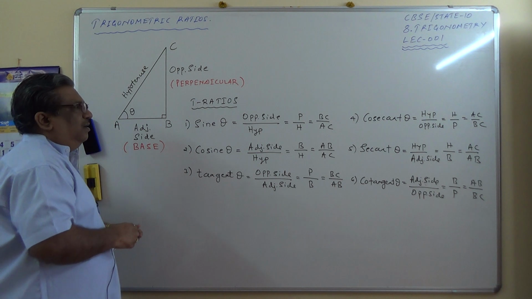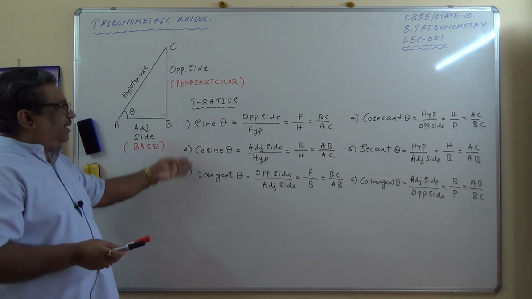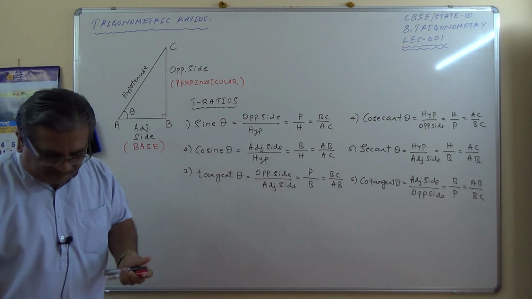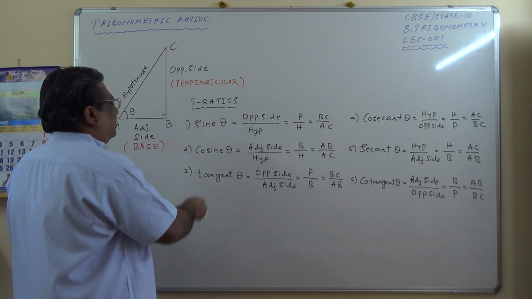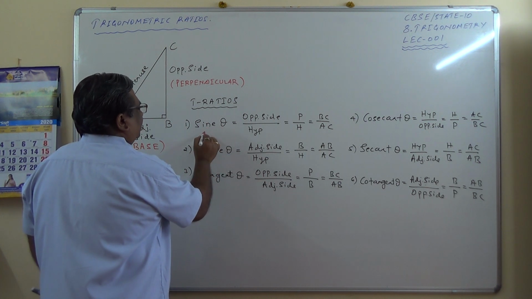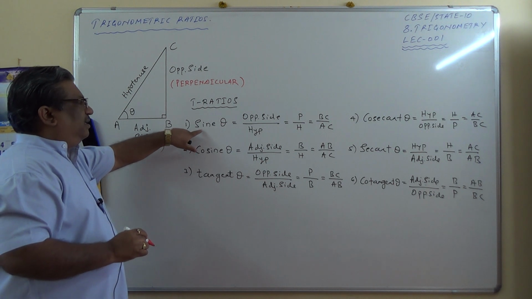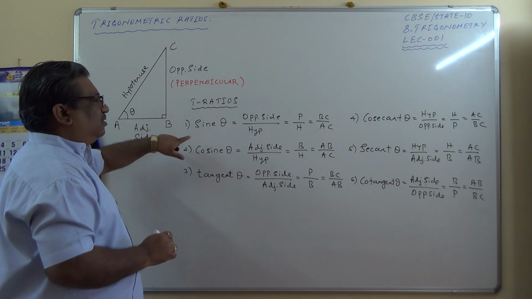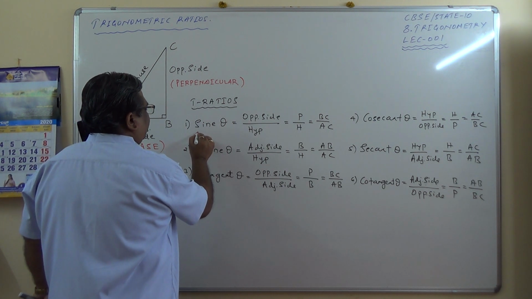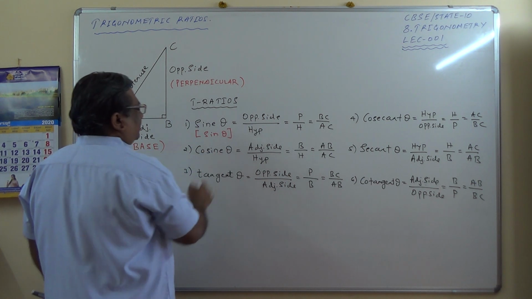So there are some abbreviated forms. I'll write them here itself in red ink. See, dear students, abbreviations I am writing here in brackets. Sine theta is written as sin theta.